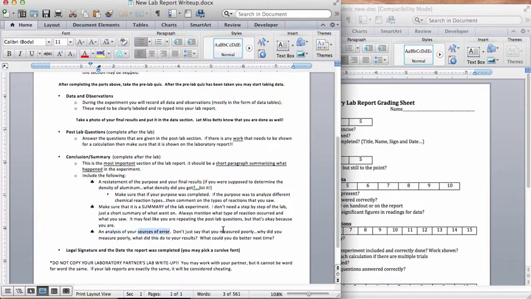Don't just say you measured poorly. Why did you measure poorly? What did it do to your results? What could you do better next time?